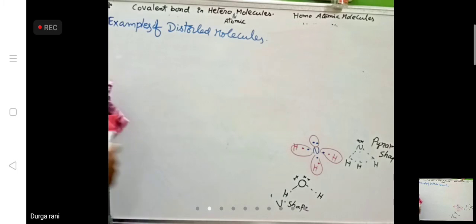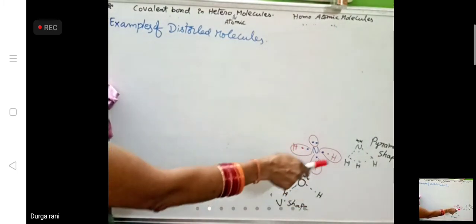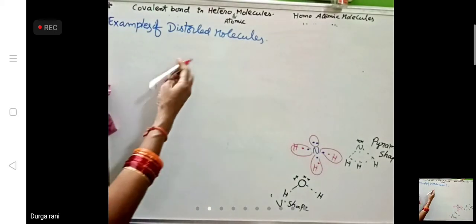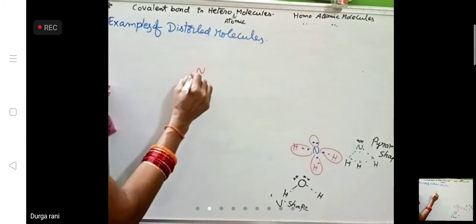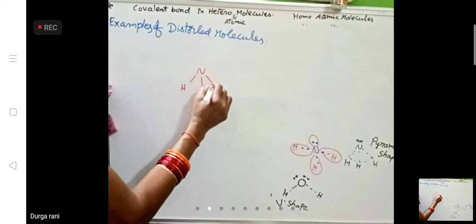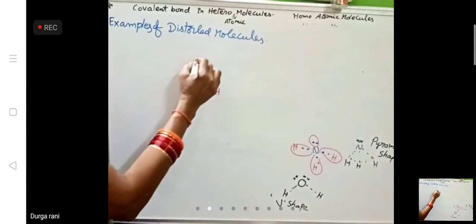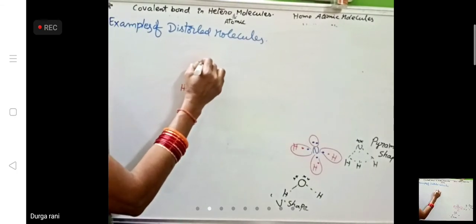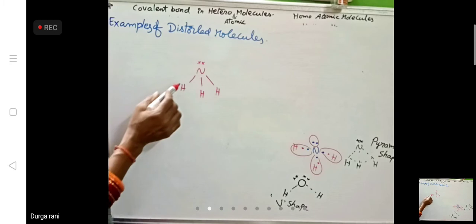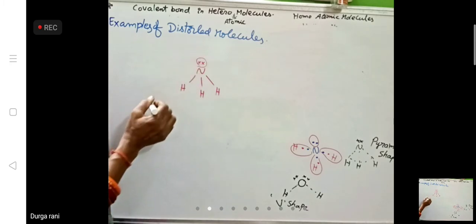See, for that, let us take the ammonia molecule. Please, basing on these two or three molecules only, this total chapter will run. Okay. Now let us take the example of the NH3 molecule. What is the shape of this NH3 molecule, and how many lone pairs of electrons are there on the central atom? One lone pair.